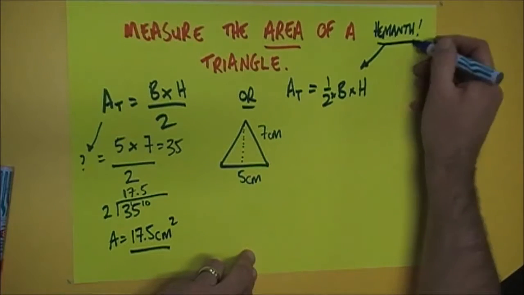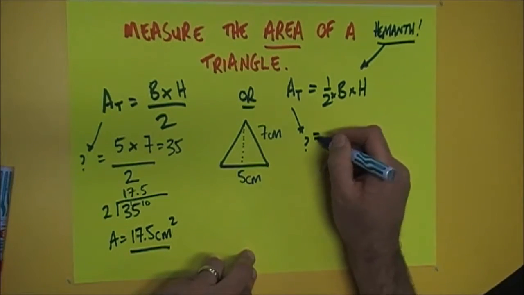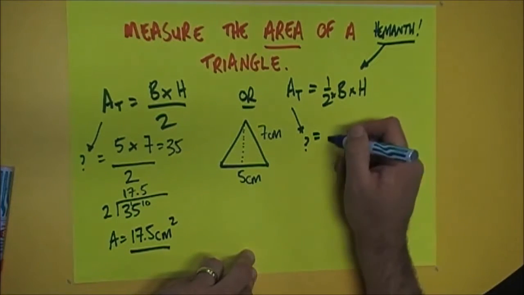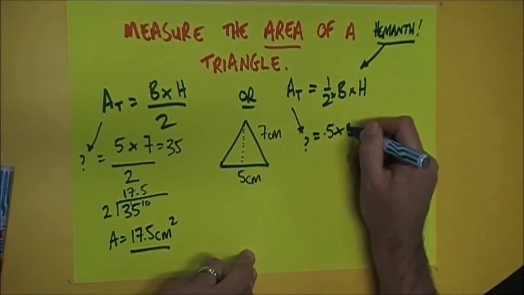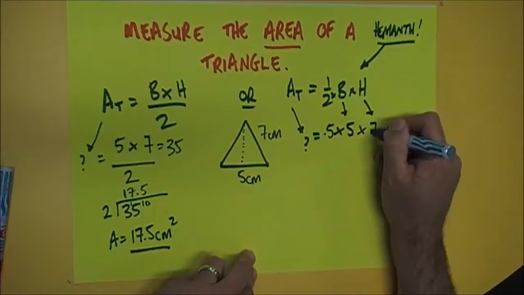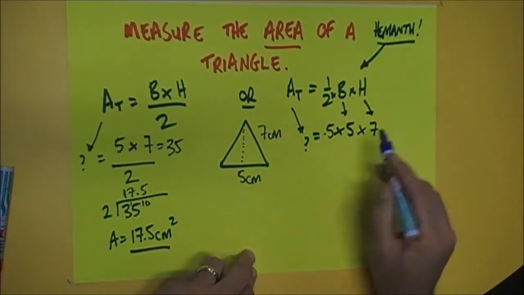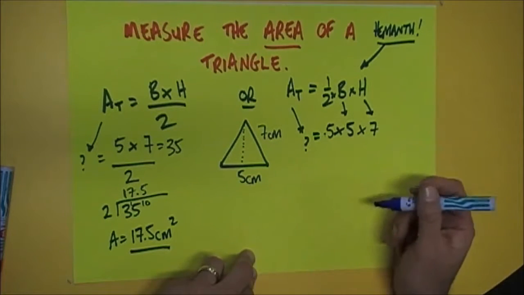Let's try Heymanth's way over here. So by Heymanth's, I don't know what the area of the triangle is. I do know what a half is, and for my calculation, I'm going to write that as 0.5. I'm going to multiply that by 5, the base, and I'm going to multiply that by 7, the height. Now, we do need to work left to right here. We're using the same operation, so let's make sure we start here.